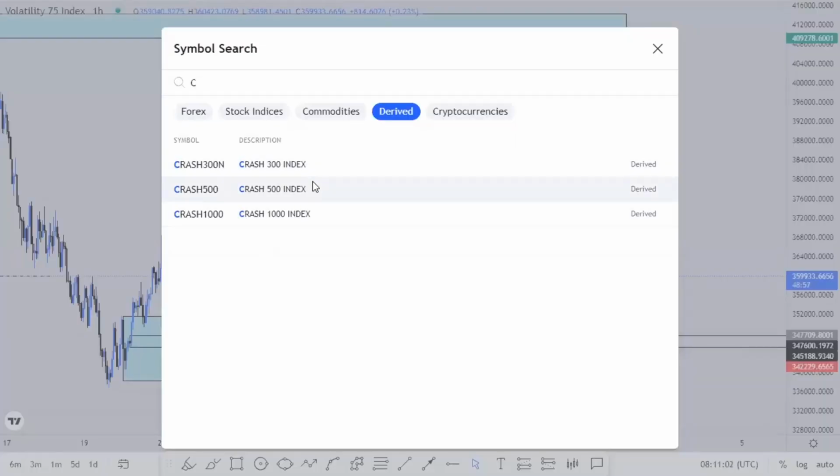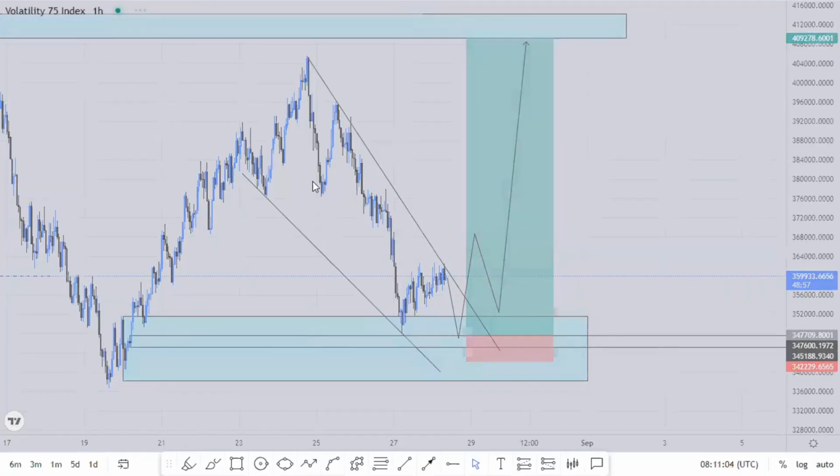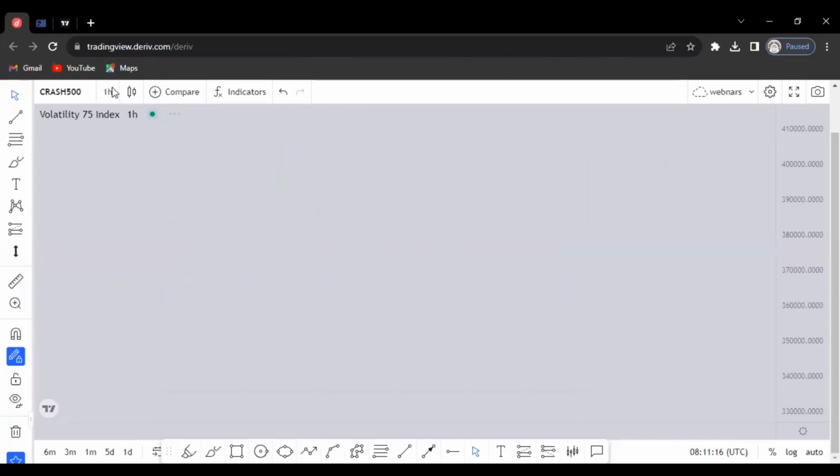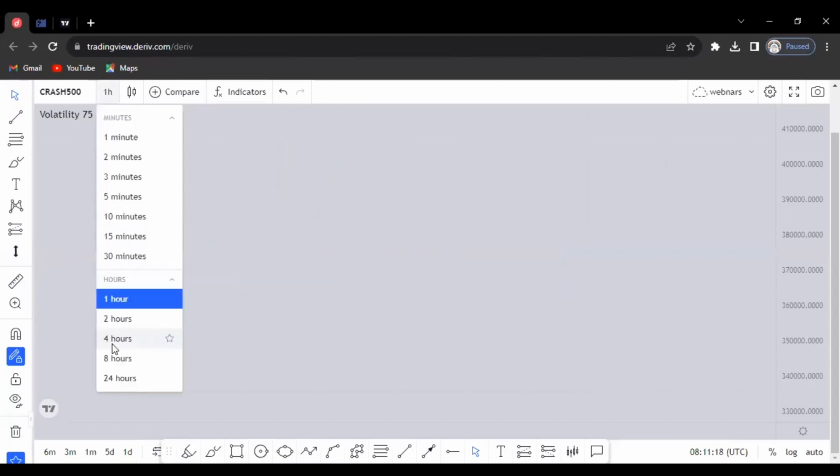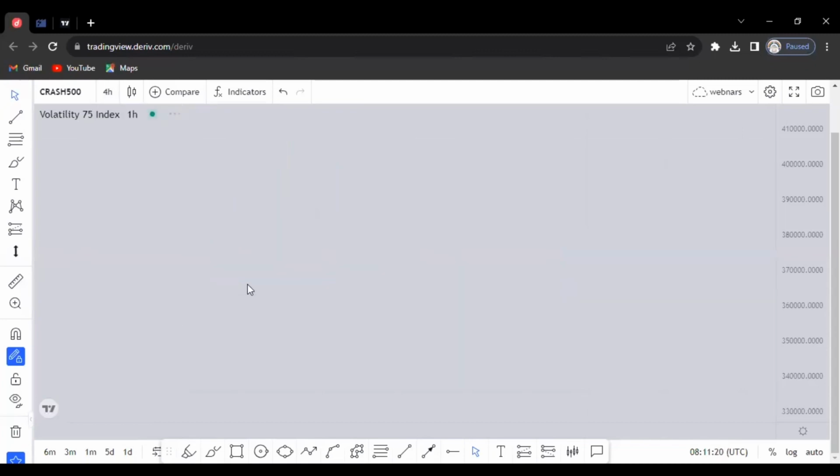Moving on to my next pair, which is Crash 500. The most important thing is for you to identify the current pair that I'm trading. Is it on a high probability zone or on a low probability zone?